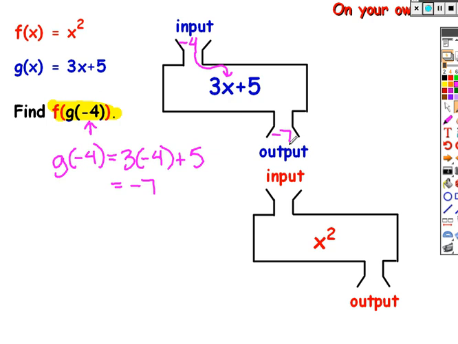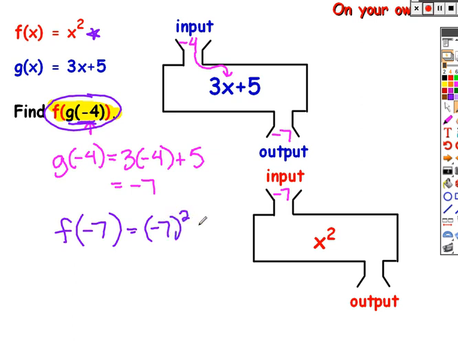And then I want to take f of g of negative 4. So now I'm looking back to my original. g of negative 4 is negative 7, so I'm going to replace g of negative 4 with negative 7, since that's what it equals. And then f of negative 7, now I want to use function f. So negative 7 squared. I plug in negative 7 for x, and I square it, and I should end up with 49. So in the end, f of g of negative 4 is actually 49.